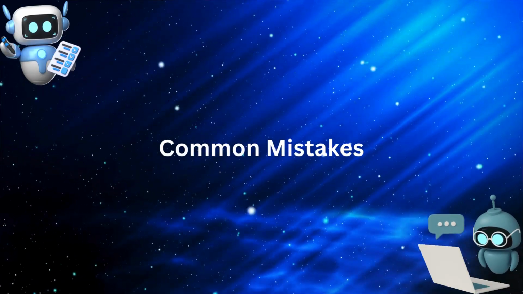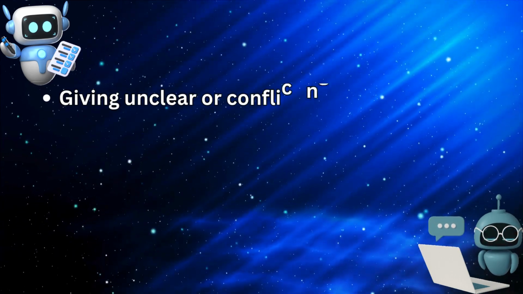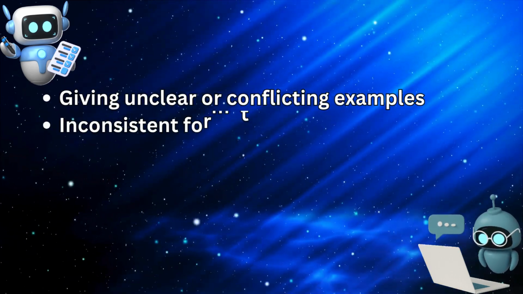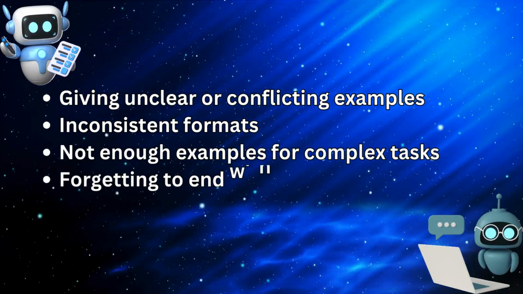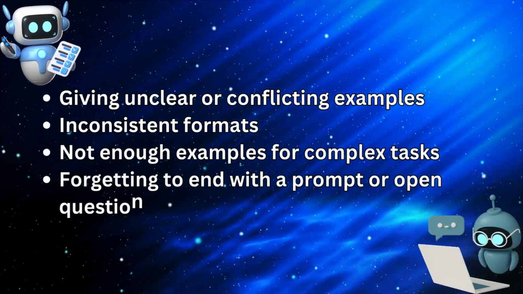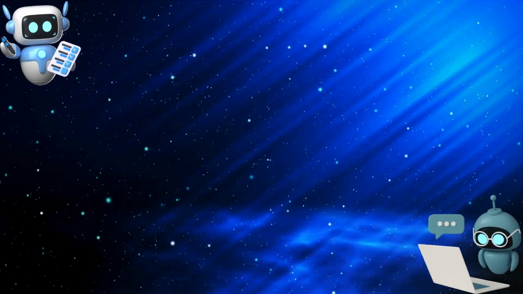Some of the common mistakes to avoid. Mistakes, oh, there are a few. Giving unclear or conflicting examples, inconsistent formats, not enough examples for complex tasks, forgetting to end with a prompt or open question. These are the common mistakes. The more clarity you give, the more clarity you will get.